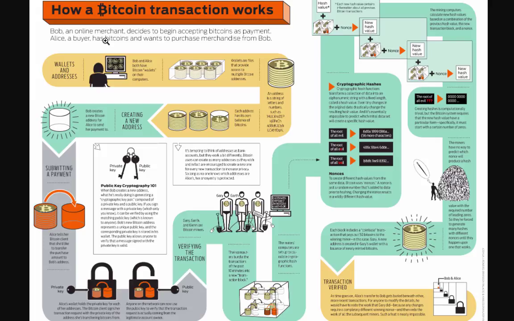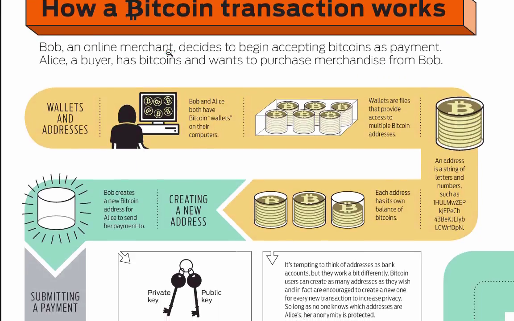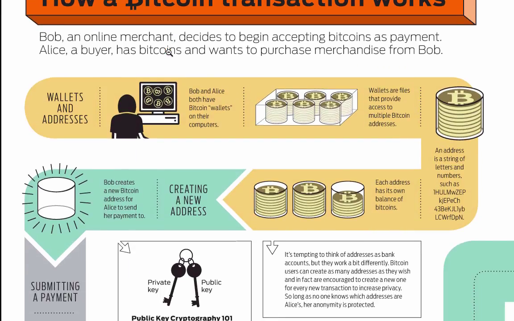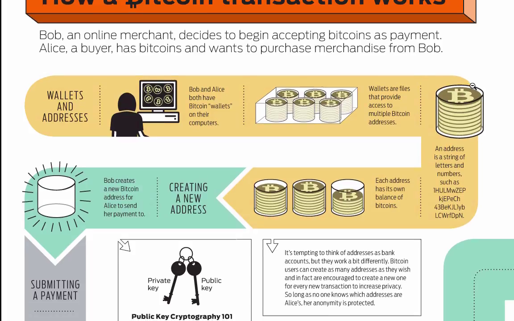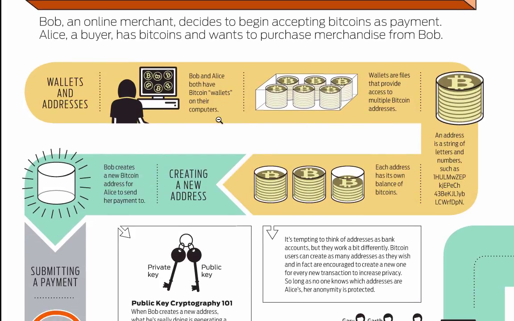Now, this infographic is provided by wistechie.com. So here we have Bob and Alice. Okay, Bob is an online merchant and Alice is the buyer. They both have Bitcoins in their wallets. So let's say Alice wants to pay with her Bitcoin that she has in her wallet. They're stored, and she wants to send it to Bob for a purchase that she's going to make.